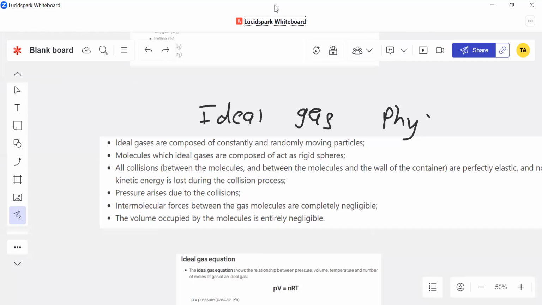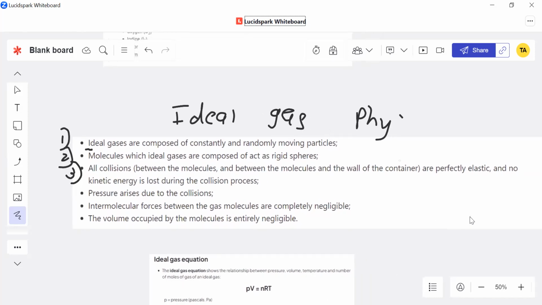Now, going back to ideal gases, the first rule is that ideal gases are composed of constant and random moving particles. This is rule number one that you need to memorize. Rule number two is that molecules which ideal gases are composed of act as rigid spheres. So an ideal gas molecule acts as a rigid sphere. That's the second rule that you need to know. The third is that all collisions between the molecules of an ideal gas are perfectly elastic, and no kinetic energy is lost during the collision.